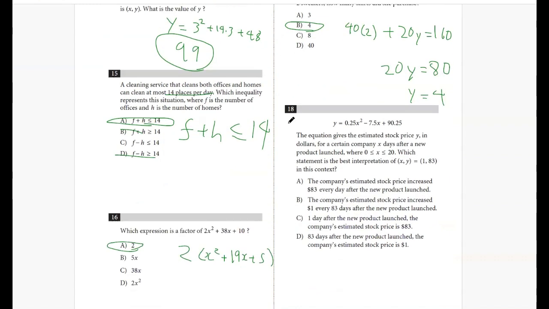The equation gives the estimated stock price Y in dollars for a certain company X days after a new product launch, where X is greater than or equal to 0 and less than or equal to 20. Which statement is the best interpretation of X comma Y is 1 comma 83 in this context? So 1 day after launch, the stock price was 83. So 1 day after the new product launch, the company is estimated, yeah. So C is what we're looking for.